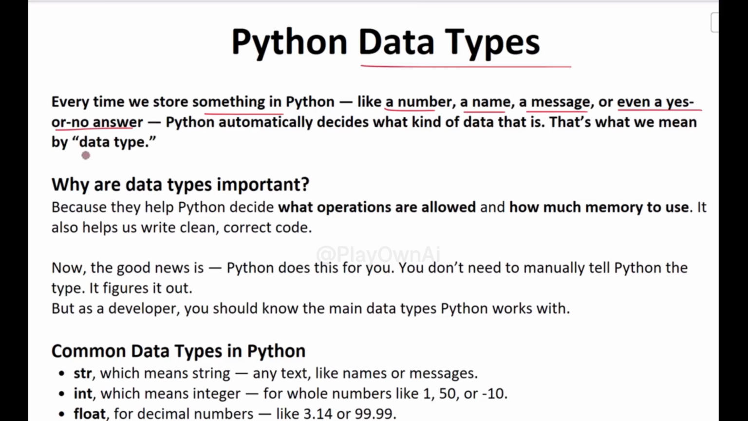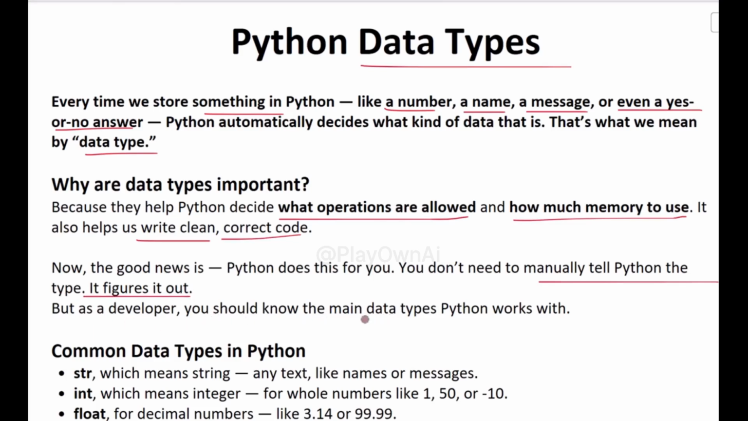So why are data types important? Because they help Python decide what operations are allowed and how much memory to use. It also helps us write clean, correct code. Now the good news is Python does this for you. You don't need to manually tell Python the type. It figures it out. But as a developer, you should know the main data types Python works with.